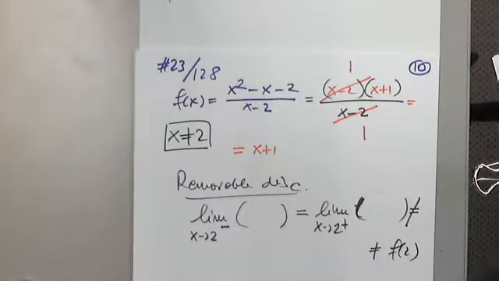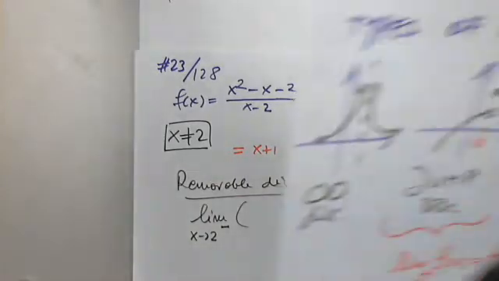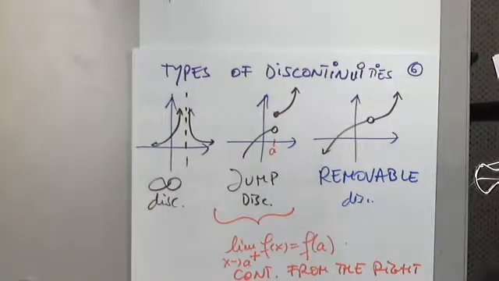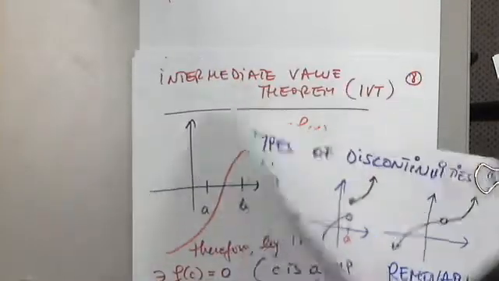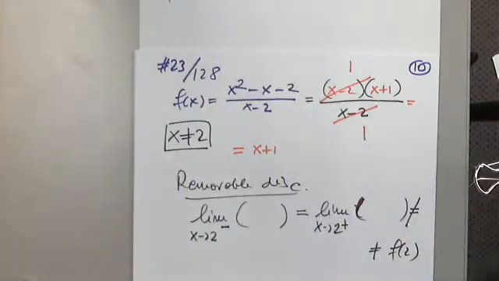So remember what the removable discontinuity is. Let me show you the picture. Here it is. Here's the removable discontinuity. The limit from the left equals the limit from the right, but it does not equal the function value at that point. So I have to show, the book says, well, this is removable. I don't know. Let's see.